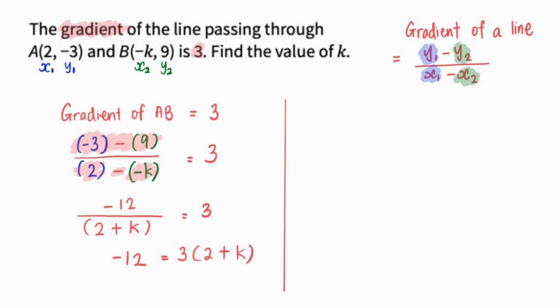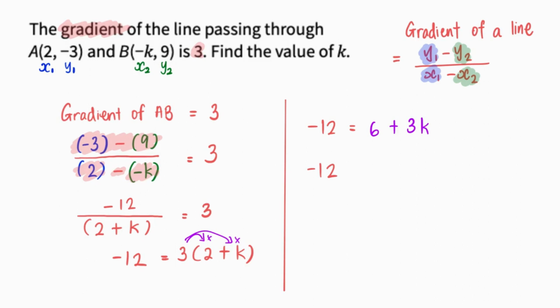I'm going to multiply, expand and simplify this part here. I still have my negative 12. So this will be equals to 3 times 2 is 6. 3 times k is 3k. And I'm going to minus 6 on both sides, so that you will see this particular step.